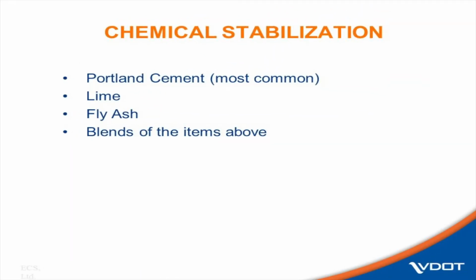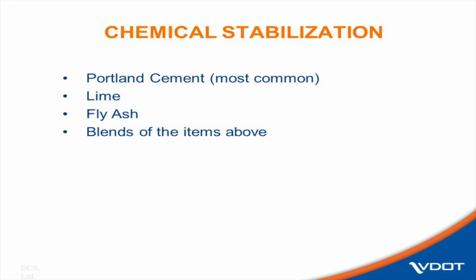Cement is the most common. It's very forgiving, works with lots of soil types. Lime, use a little less of. Lime's more applicable to very fine-grained soils, silts and clays. Fly ash, very seldom used. Fly ash is a byproduct of the coal industry. It has pozzolans which react with soil to form a sort of cement. Along the lines of fly ash, there's a product called lime kiln dust, a byproduct of the lime industry. That's used occasionally. It actually works fairly well.